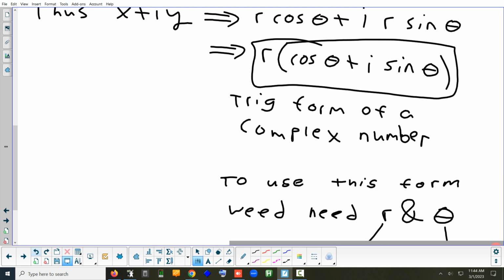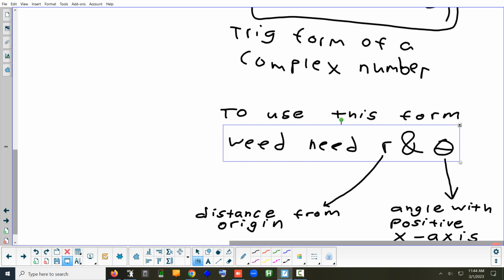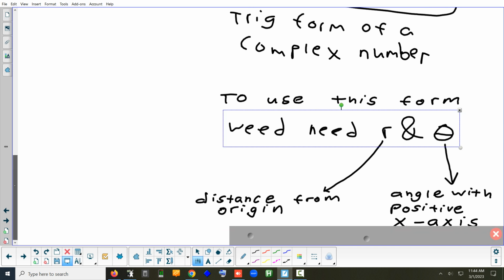But in order to be able to use the trig form of a complex number, you need to be able to find the R, and you need to be able to find the theta. You need to figure those two things out. Well, R is just the distance from the origin, which, what did we call that earlier? The absolute value. So for R, you just have to find the absolute value, using the Pythagorean theorem. Theta is the angle with the x-axis. So what do I mean by that?